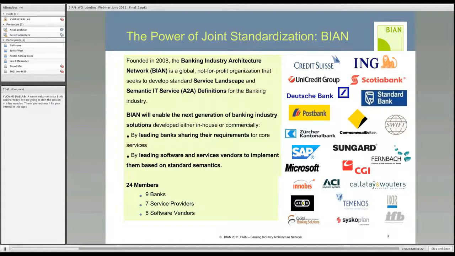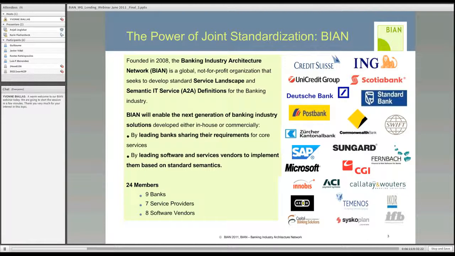And what the banks do is really actively engage in the different working groups, and they share their requirements for these core services. And the leading software and services vendors that we have on board, like SunGard, Microsoft, SAP, CGI, FERNBACH, that we're going to have today, Temenos, for instance, and others, really adopt these definitions and these boundaries, and you will find that if you're a customer of these software vendors, you will find the definitions accordingly reflected in the products.